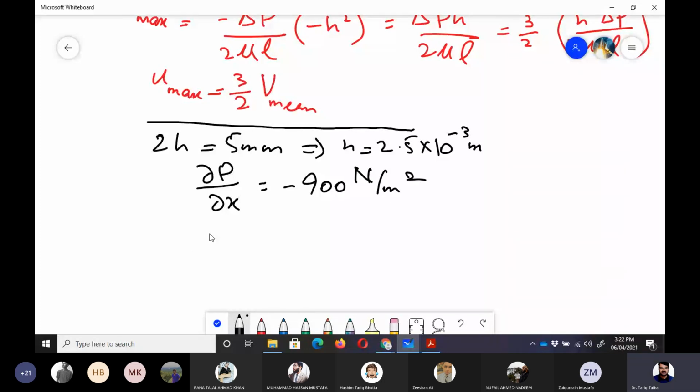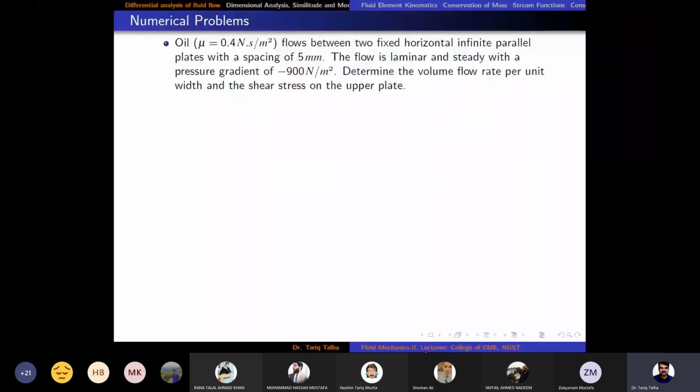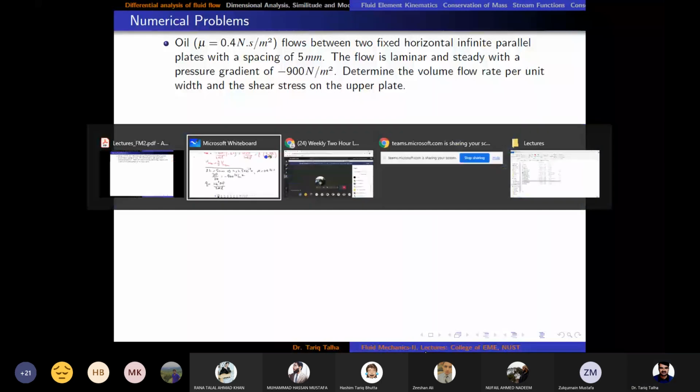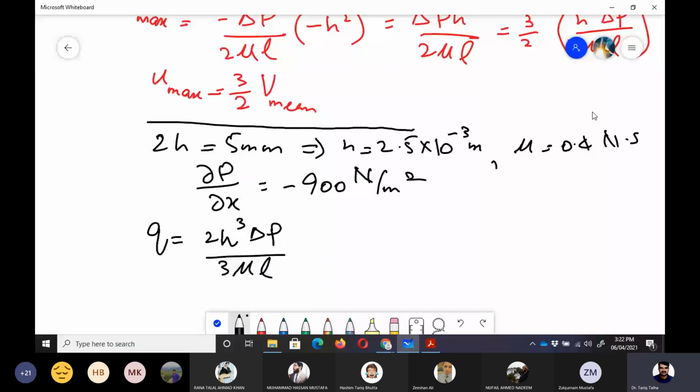Right. So we need to calculate the Q value. Q can be calculated by the relation we just derived, which is equal to 2h cube delta P divided by 3 mu L, and mu is given as 0.4 Newton second per meter square. Now delta P by L would be equal to minus partial P by partial X, so that would be equal to 900. So that is quite simple.